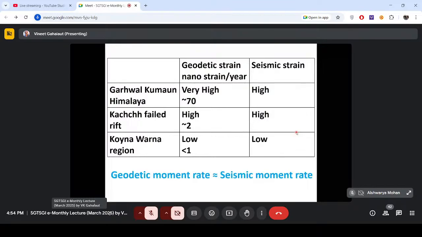The strain rate is about 70 to 100. Kutch failed rift is about 1 to 2. And Koyna-Warna is less than 1 nanostrain per year. Seismic strain is very high here, and very low here. So you clearly see a correlation between seismic strain and geodetic strain. That reaffirms that geodetic observations can be used to understand the seismic hazard, to understand the earthquake productivity of a region, and that's the next goal we have set for ourselves.